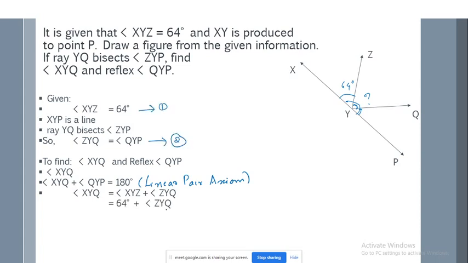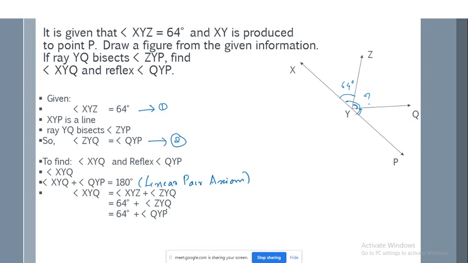So then, this is from 1, this is from 2. In this I am replacing angle Z by Q to be angle QYP. So now this is my equation 3.